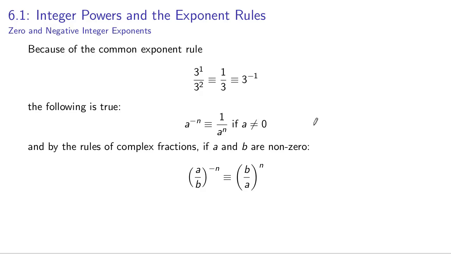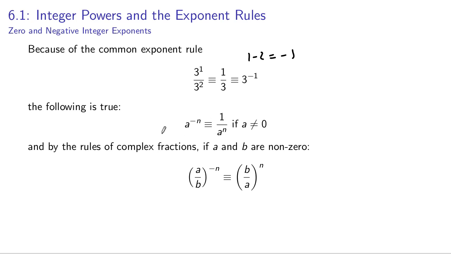And also we can think about, what if we had the numerator with a smaller power than the denominator? Well, 3 to the 1st over 3 squared would be the same as 1/3. And if we subtract the exponents, 1 minus 2 is minus 1, which would also be the same as 3 to the minus 1 power. And that yields the following rule. A to the minus n is equivalent to 1 over a to the n, as long as a isn't 0, so we don't end up with a division by 0.